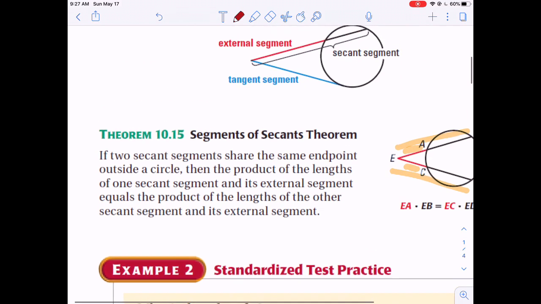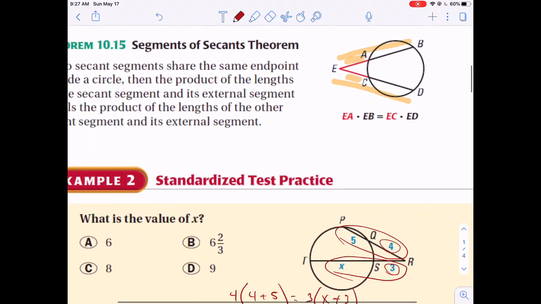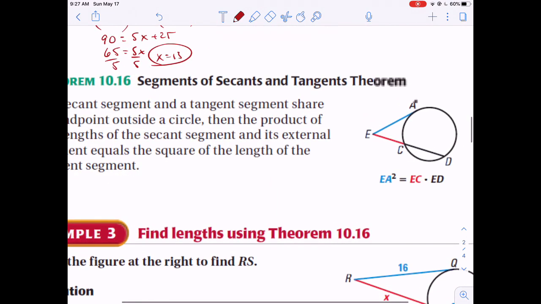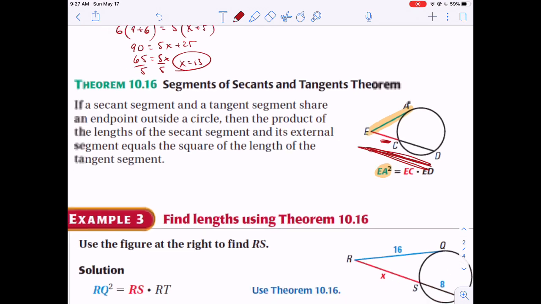And the last one we got for you, gotta find it here. Where are you? Oh, here we go. We're doing a tangent and a secant. So this is what they got. You have a tangent line. And with that, you're going to just square that value. Whatever it is, you square it. That's going to be then equal to this small outside piece times the full length. Okay, so that's a little different than all the other ones. So let's go find an example of that.